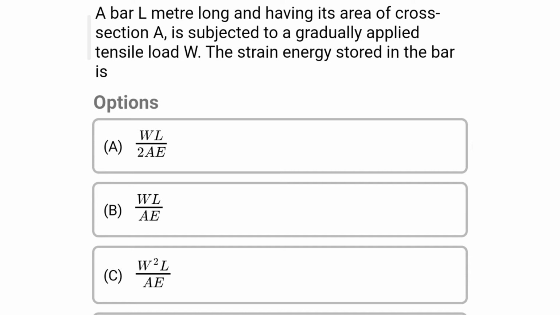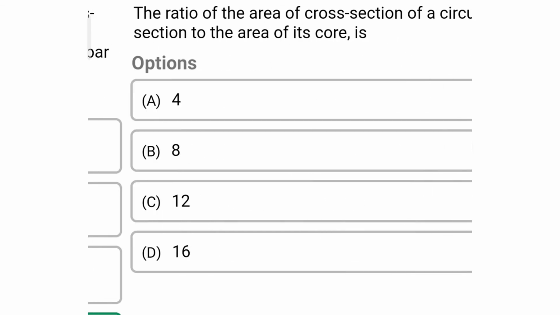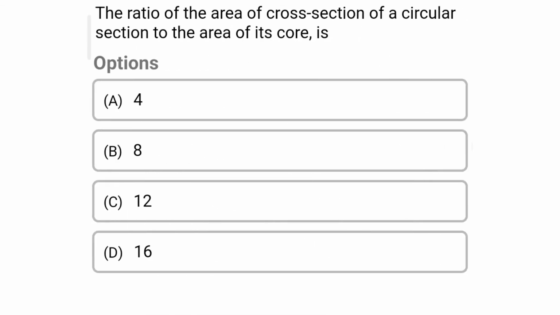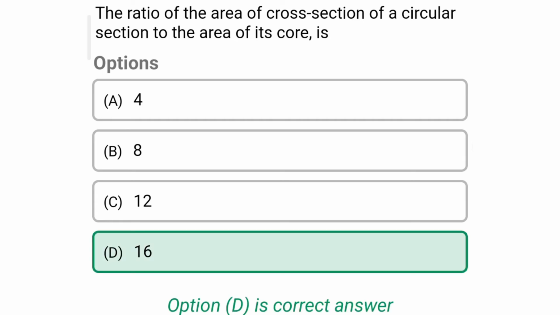The strain energy stored in the bar is option A WL divided by 2 AE, option B WL divided by AE, option C W square L divided by AE, option D W square L divided by 2 AE. So the correct answer is option D W square L divided by 2 AE. So next question, the ratio of area of cross section of circular section to the area of its core is option A 4, option B 8, option C 12, option D 16. So the correct answer is option D 16.